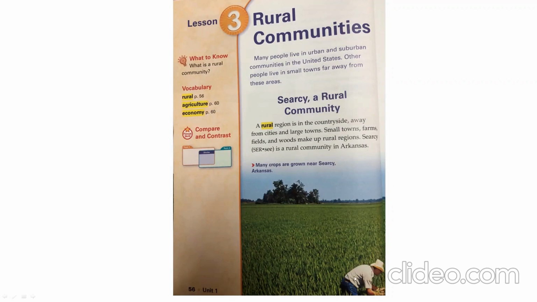And let's focus on this picture first. Here is the caption, and here is your picture. You can see a massive field of crops, and that's a farmer working right here in this corner of the page. Let's read the caption. Many crops are grown near SST, Arkansas. Great, so first we need to see where Arkansas is.